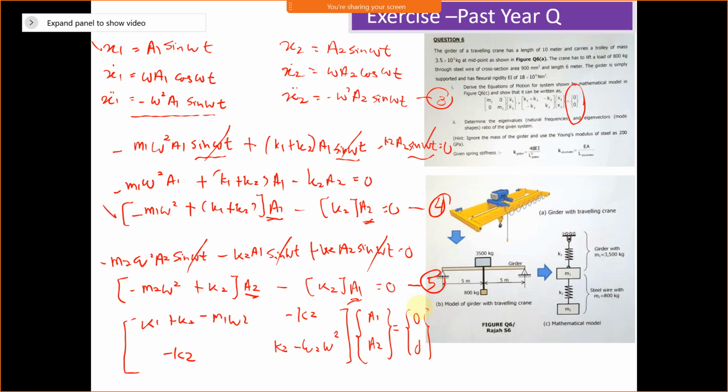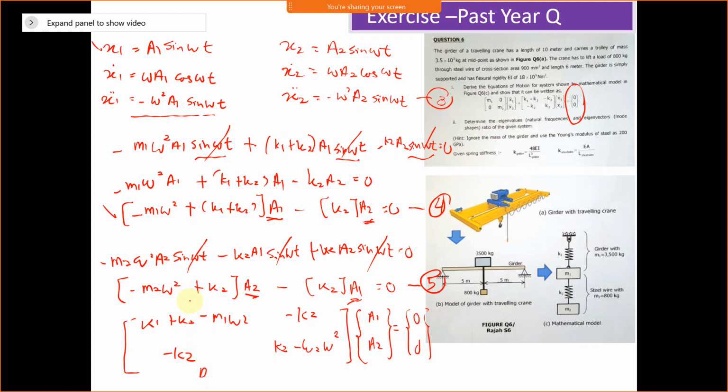Okay, sekarang ni kita nak dapatkan natural frequency, that we need to consider our determinant only. Apa determinant? Siapa ingat lagi macam mana nak dapatkan determinant kalau dalam bentuk matrix? Untuk dapatkan eigenvalue dia, kita kena consider as our determinant. Determinant maksudnya K1 plus K2 minus M1 omega square times with K2 minus M2 omega square kena cross.